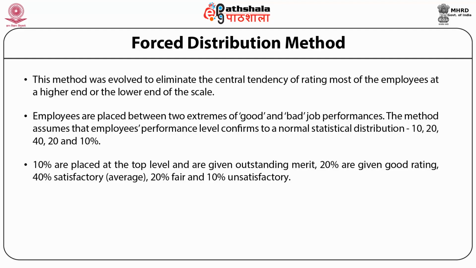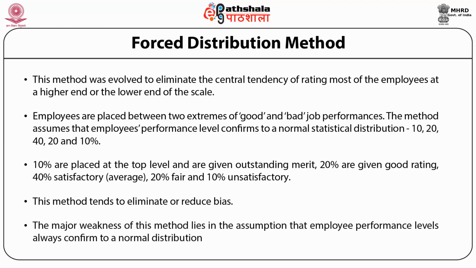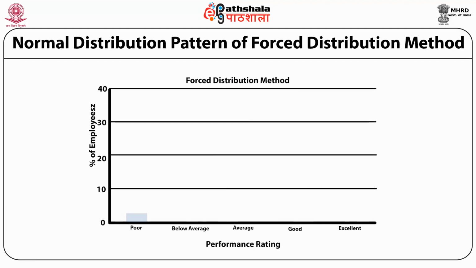This type of method is useful for rating a larger number of employees. That is, when the number of employees is too much, we can use this kind of method. This method tends to eliminate or reduce bias. It is also highly simple to understand and easy to apply in appraising the performance of employees in organizations. So the major weakness of this method lies in the assumption that the employee performance levels always conform to a normal distribution. Now there is a graph of the normal distribution pattern of the forced distribution method.